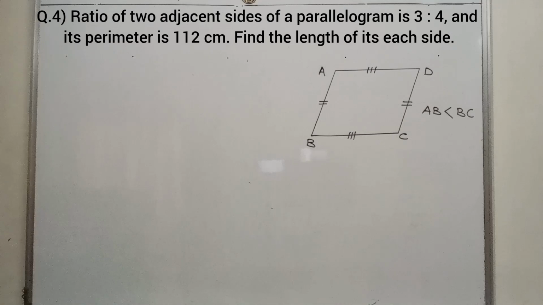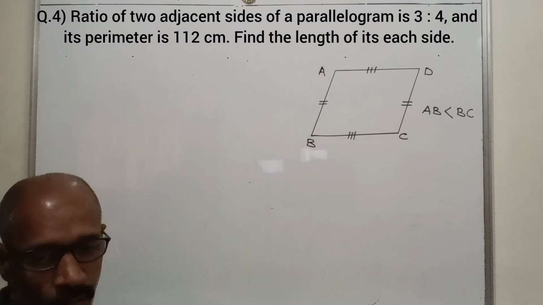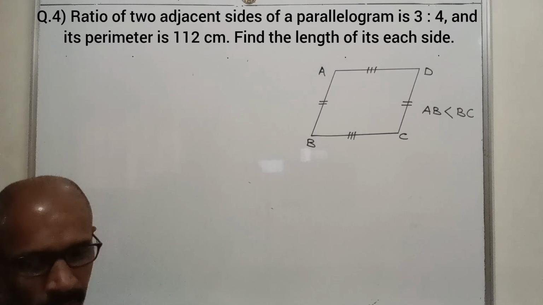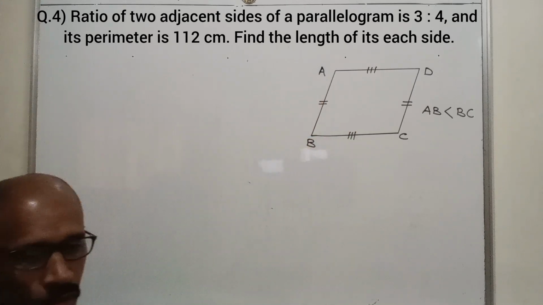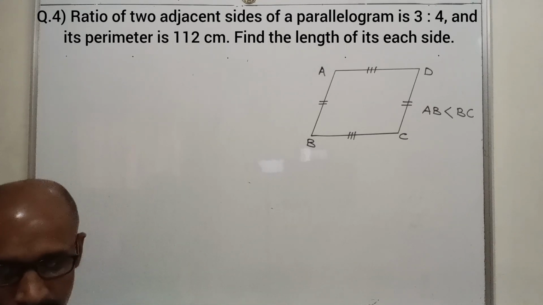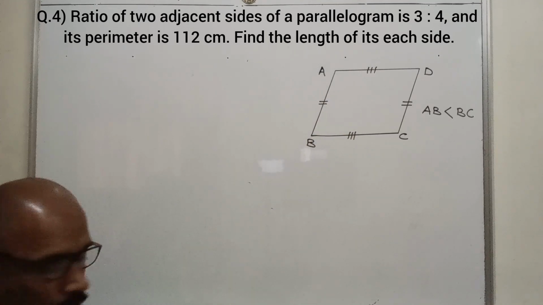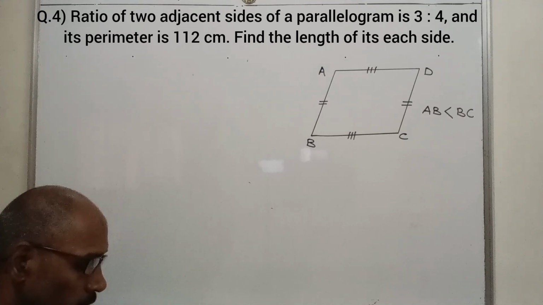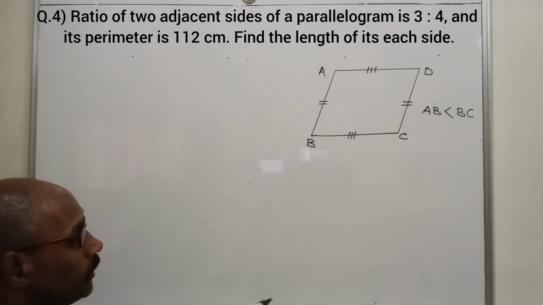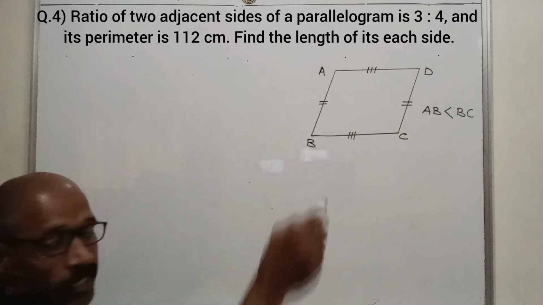Example number 4. The ratio of two adjacent sides of a parallelogram is 3:4. Adjacent sides of a parallelogram are not congruent. If adjacent sides are congruent, then that quadrilateral is a rhombus. But in a parallelogram, adjacent sides are not congruent. And its perimeter is 112 centimeter. Find the length of each side. Find the length of AB, BC, CD and AD.